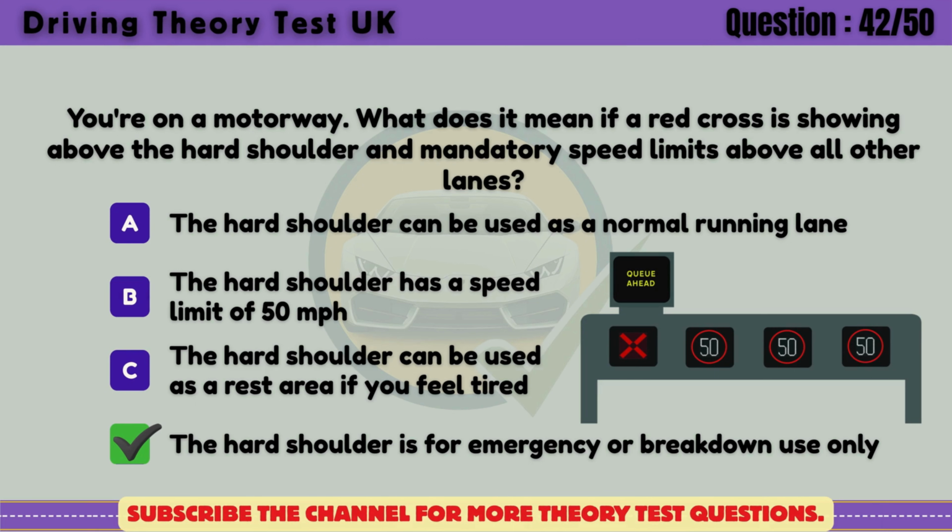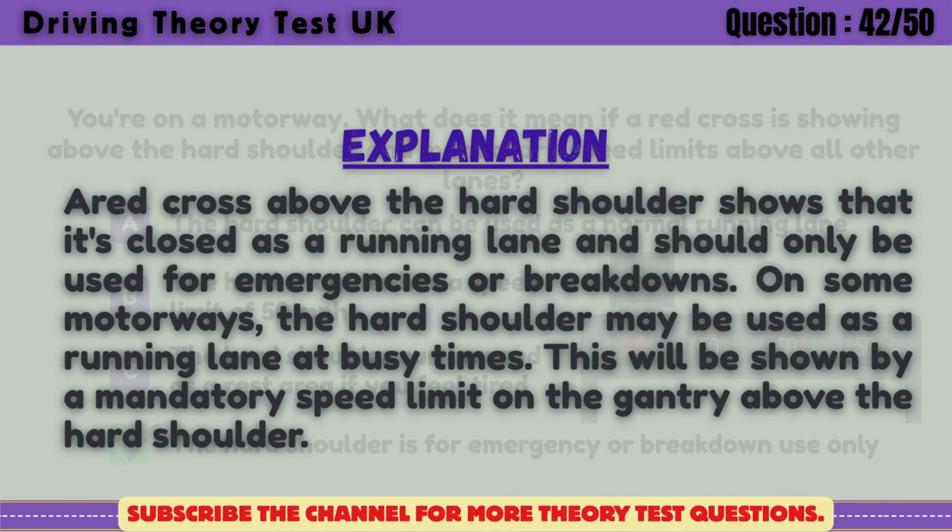Answer is D. The hard shoulder is for emergency or breakdown use only. A red cross above the hard shoulder shows that it's closed as a running lane and should only be used for emergencies or breakdowns. On some motorways, the hard shoulder may be used as a running lane at busy times. This will be shown by a mandatory speed limit on the gantry above the hard shoulder.